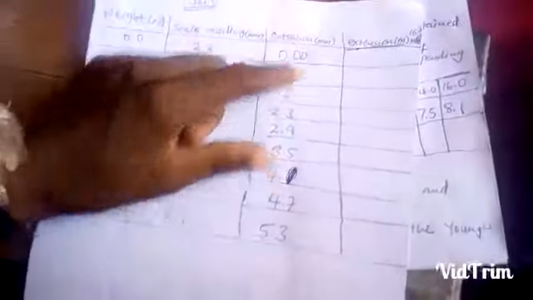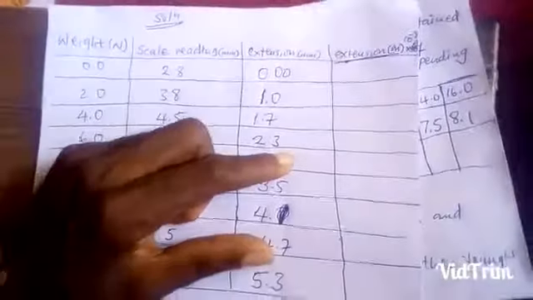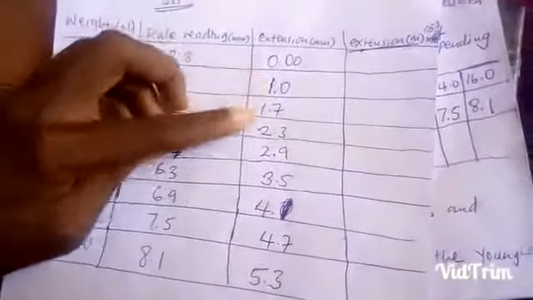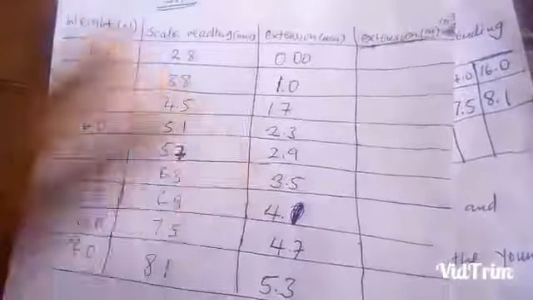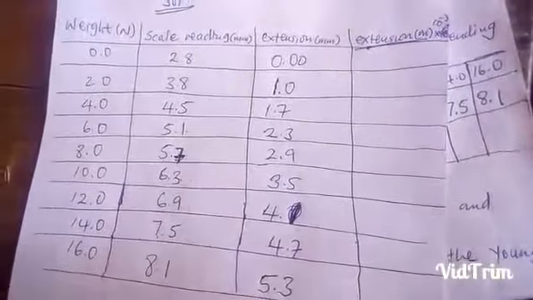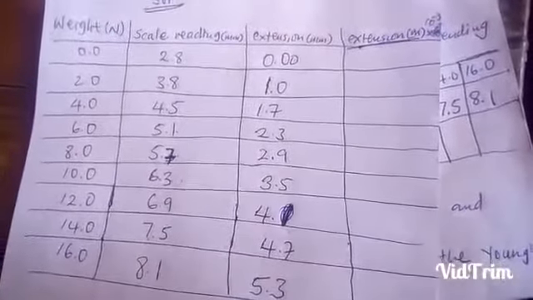We have got the extensions, but all the extensions we have calculated are in millimeters. So for them now to be in meters, you convert from millimeter to meter. The only way you can convert millimeters to meter is to divide by 1000. You divide all these figures by 1000. You divide 1.7 by 1000, 2.3 by 1000, all of them by 1000. If you don't want to divide these figures by 1000, it's the same as you multiply them by 10 to the power minus 3. Anytime you divide a value by 1000, it's the same as you multiply that value by 10 to the power minus 3.